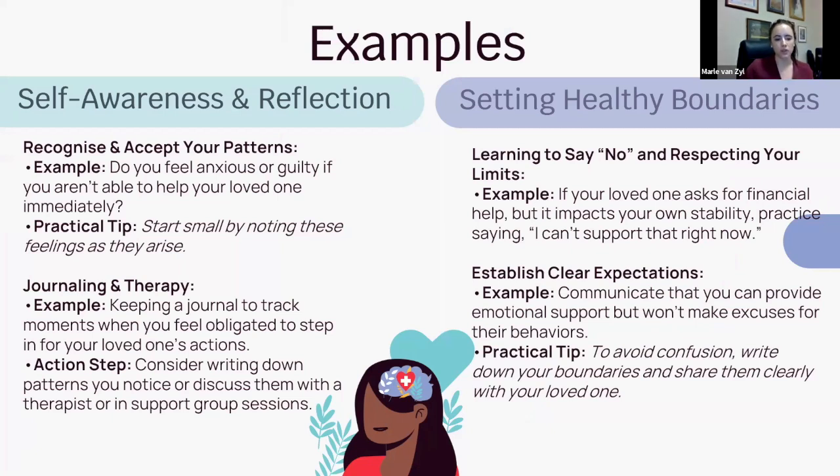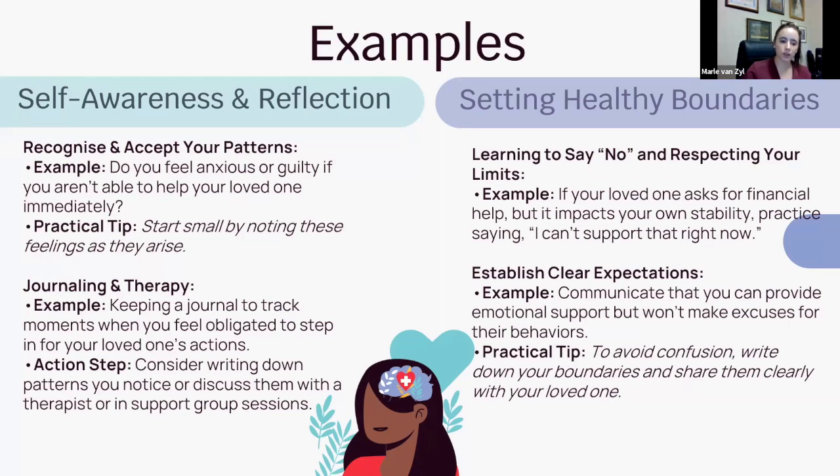So for example, do you feel anxious or guilty if you aren't able to help your loved one immediately? A practical tip that you can keep in mind is to start small by noting these feelings as they arise. So an example can be to have a little piece of paper, maybe in your handbag or next to your drawer or your cupboard. And every time you have this feeling of, do I actually feel anxious or guilty if I don't help my loved one immediately? Start writing them down.